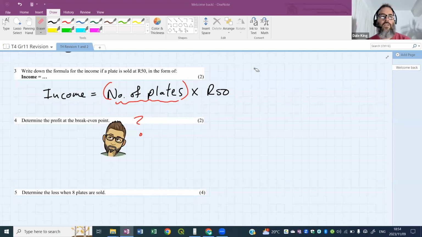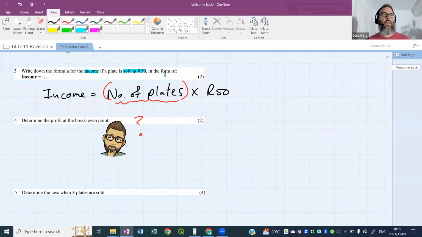Dina, okay. So they're saying we need to write a formula to determine income. And they say plates are sold. If you look at the text here, it says work out the income if a plate is sold at 50 Rand. So the money you get into your business, you're going to get it from selling plates. So how can you work out how much income you're going to have? Let's say, for example, on one day you sell 20 plates of food. You know each plate is 50 Rand, so you will say 20 times 50 Rand. That'll determine the income that you get for that day.